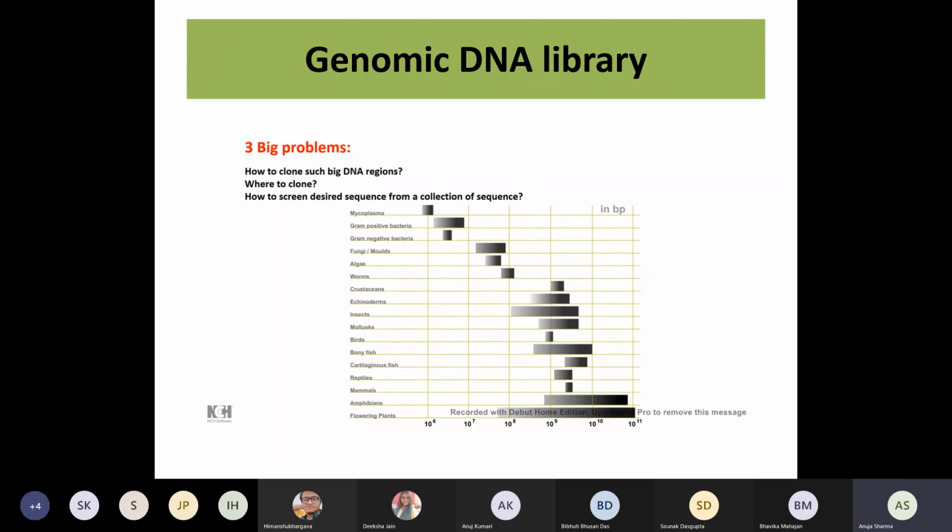How to clone such a big genome? Then, where to clone it? What are the appropriate vectors which would be useful for cloning such a huge quantity? And then, even if we clone it successfully, how can we identify our sequence of interest from this library of sequences? So screening of this library was another challenge.